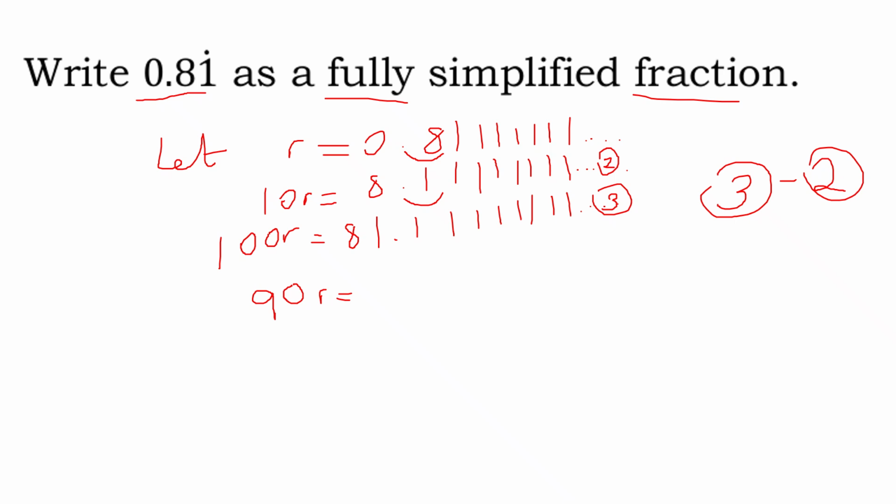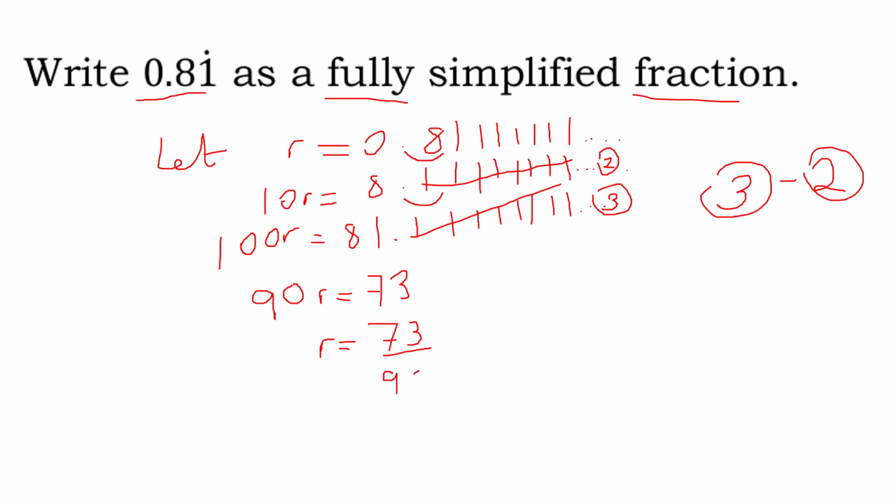81.11111111, and so on, minus 8.111111, and so on. So obviously these are going to cancel, so we are just going to get 81 minus 8, that'll be 73. And then dividing both sides of my equation by 90, we get R is equal to 73 over 90, so 73 90ths.